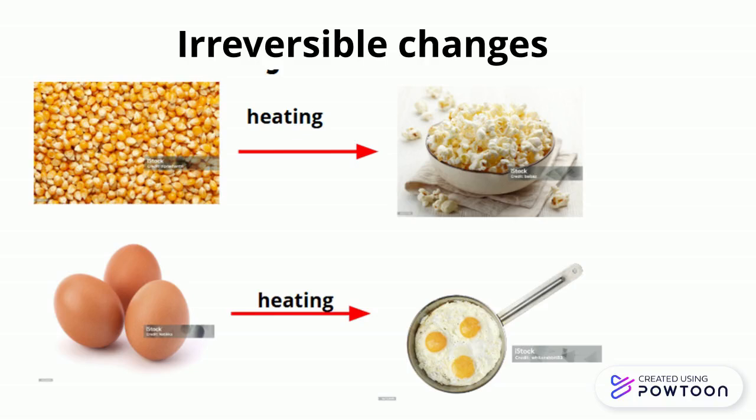Now we will go over examples of irreversible changes. The first example is when kernel corns are cooked with heat, they become popcorn. But once they are popcorn, it cannot be reversed back to kernels. The same thing happens when you cook an egg. It becomes a sunny side egg or scrambled eggs, but it cannot be reversed back to its original form.